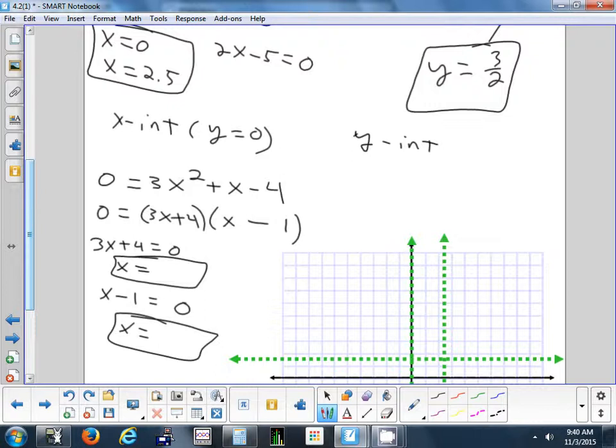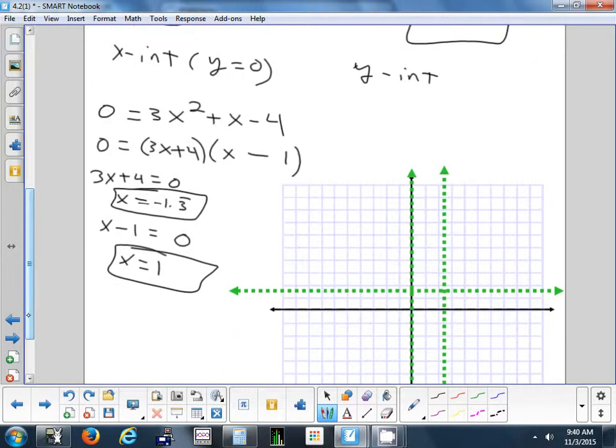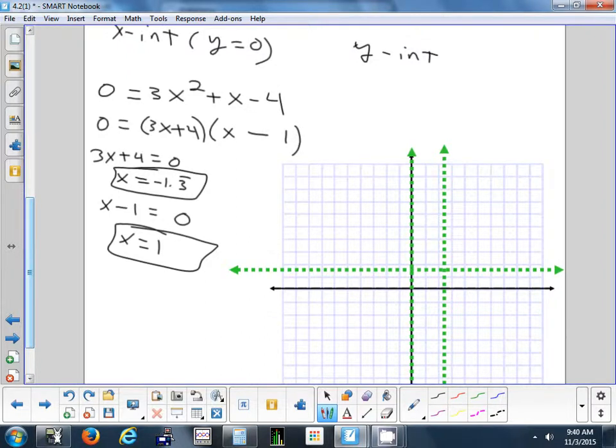What would be my first x-intercept? X equals? Yep, negative 4 over 3, which is about negative 1.3 repeating. And my second x-intercept? Positive 1. So this one crosses the x-axis twice. Negative 1.3, it's going to cross in that section. I'm guessing we're going to have an L shape, like that. And it's going to cross at x equals 1. That's going to be a separate part of the graph.